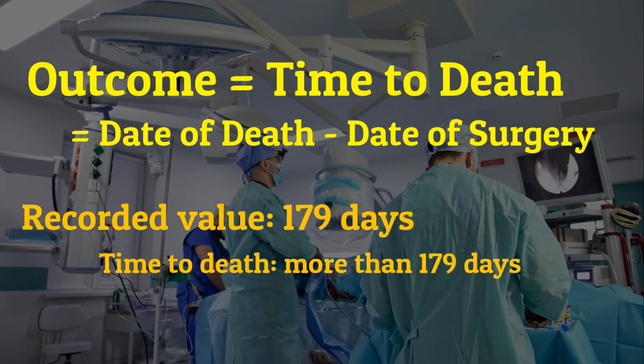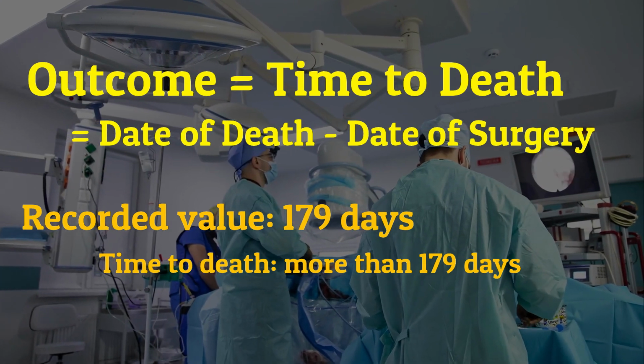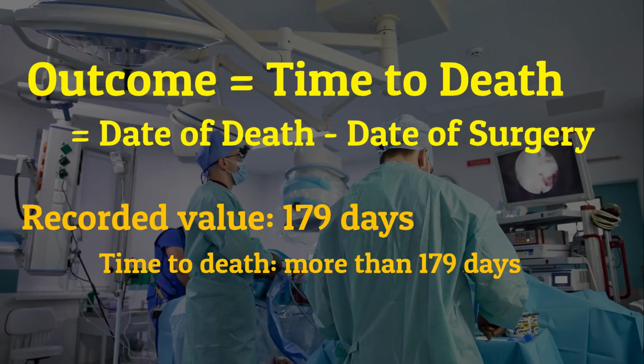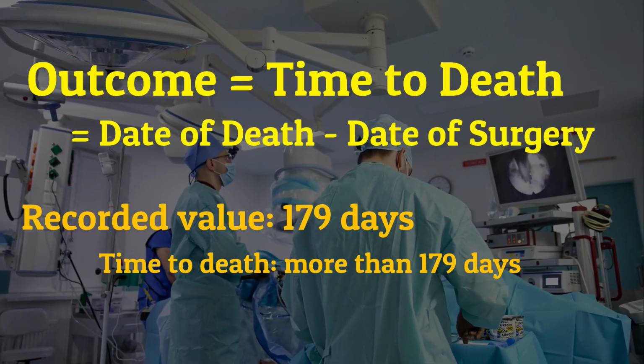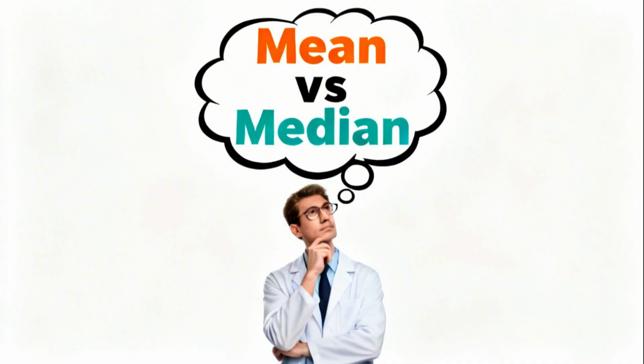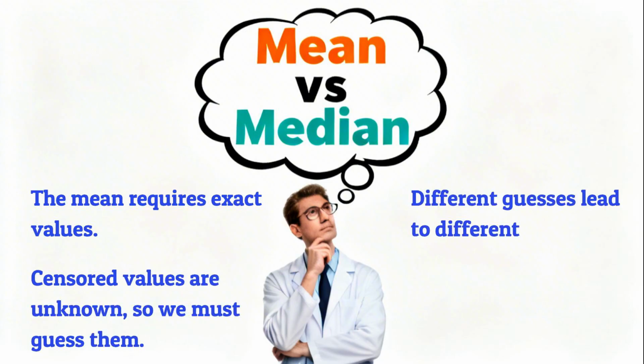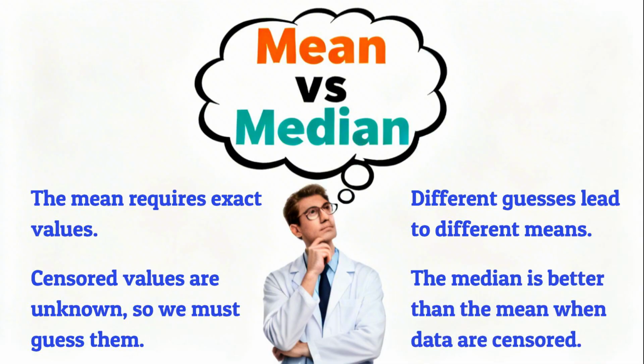This is censoring. The observation exists, but its exact value is unknown, and we only know it exceeds a given time point. It is not missing, only incomplete. To decide which average to report when data are censored, we consider the following. The mean needs exact values, but censored values are not known, so we have to guess them. Different guesses give different means. For this reason, the median is often preferred when data are censored.